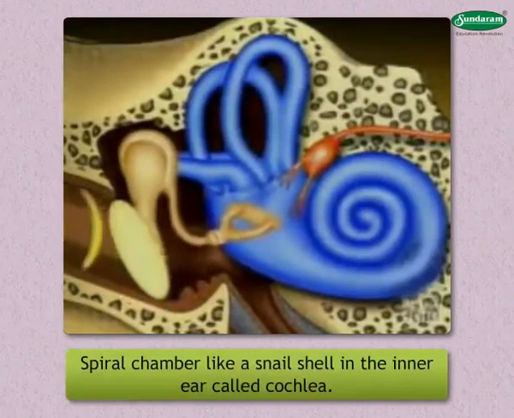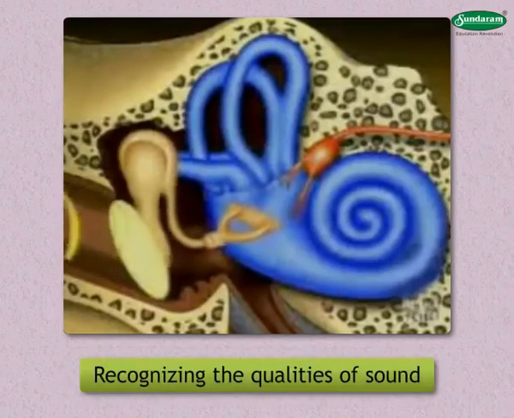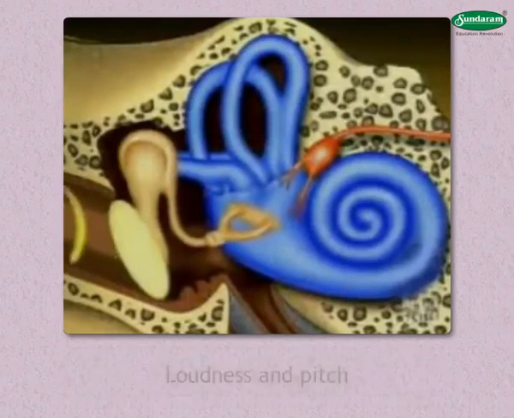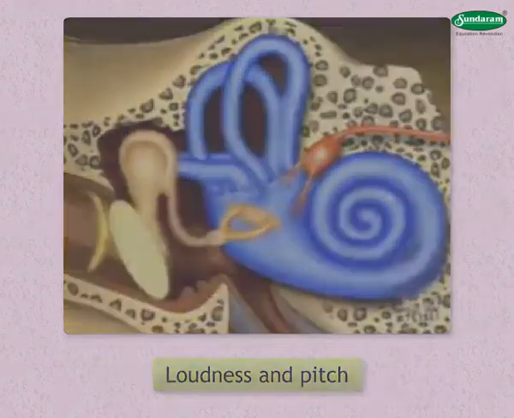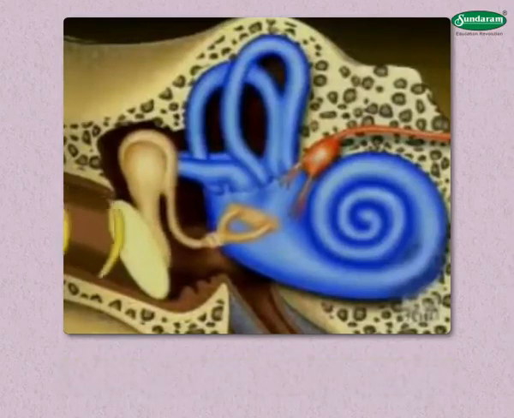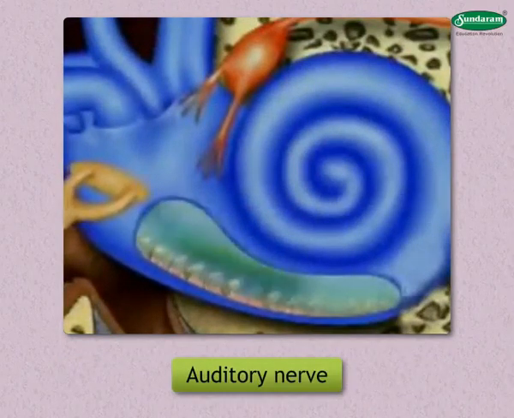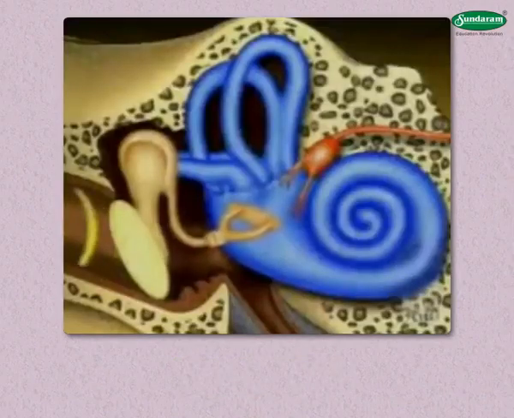There is a spiral chamber like a snail shell in the inner ear called cochlea. It is responsible for recognizing the qualities of sound, that is, loudness and pitch. In cochlea, the vibrations received from the eardrum are converted into nerve impulses or electrical signals which are sent to the brain through the auditory nerve. The brain then interprets them as sound. The amplitude of vibration of membrane gives the brain a measure of loudness of sound being heard.